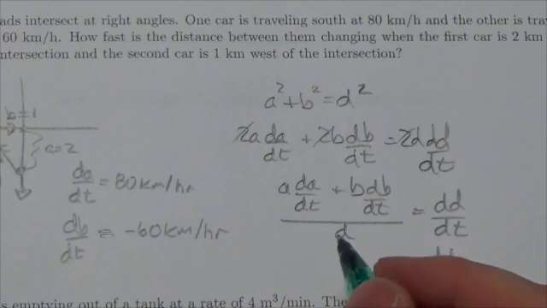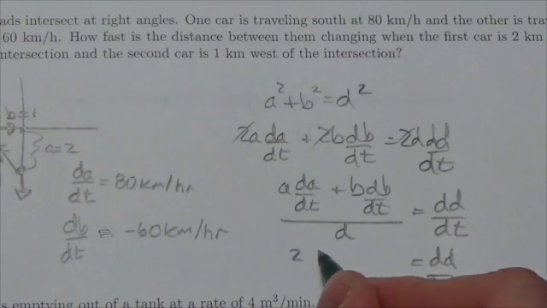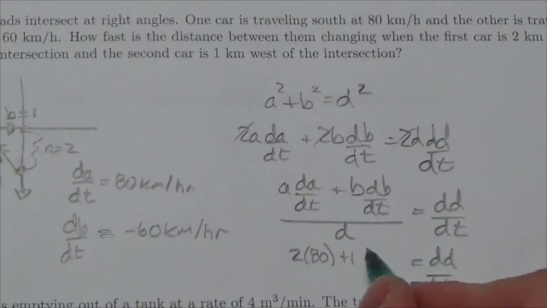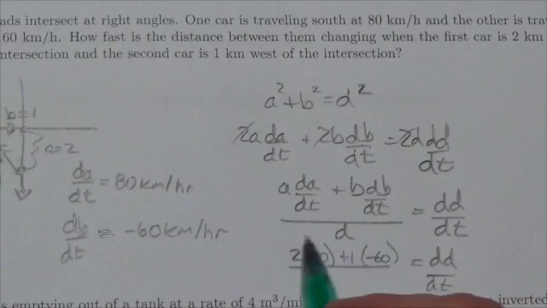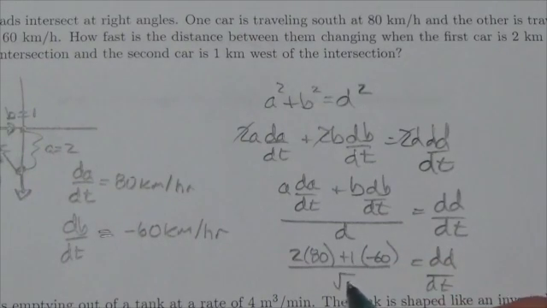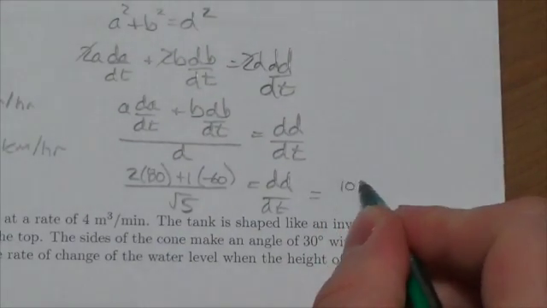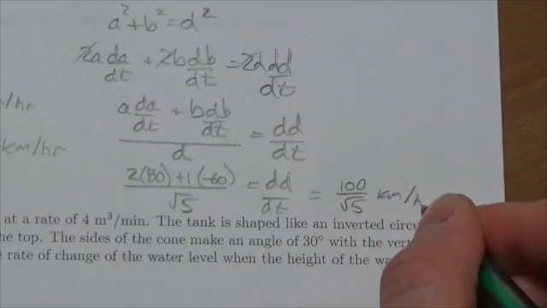Now we're still looking at dd by dt. But we know that little a is going to be 2, dA by dt is going to be 80, B is going to be 1, dB by dt is negative 60, all over d, which was root 5. So what is that? It's going to be 160 minus 60, so 100 over root 5. Whoops, sorry, I don't know if you can see that. So this is going to end up being 100 over root 5 kilometers per hour.